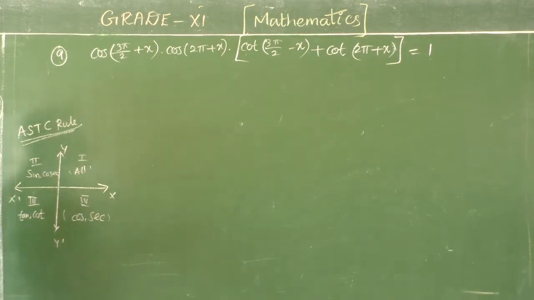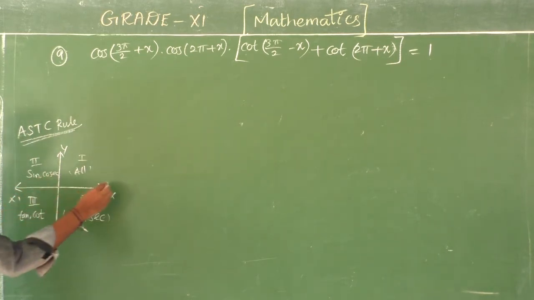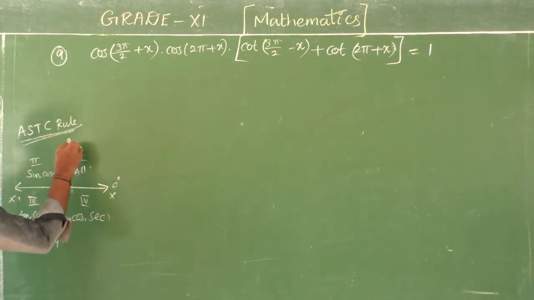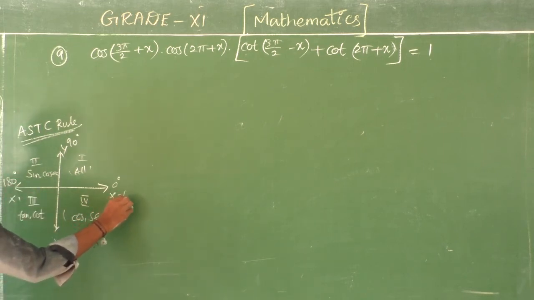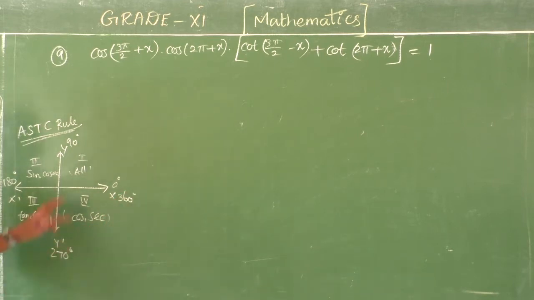And before that you should know which quadrant has what limits. So this is 0 degree, 90 degree, 180, 270, completing with 360 degree. So the first quadrant is 0 to 90, the second quadrant is 90 to 180, the third quadrant is 180 to 270, then the fourth quadrant is 270 to 360.